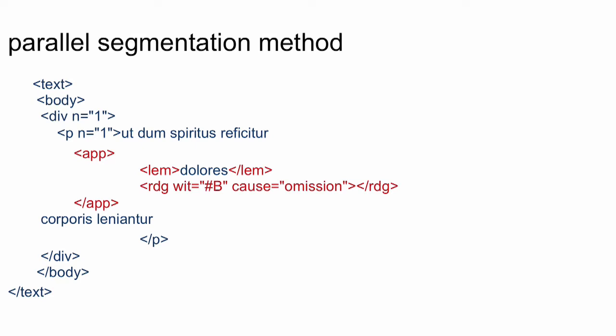You have an optional cause attribute that you can use. Here it's an omission. The cause of the difference is an omission. And the content of rdg is nothing. It's just empty, because if it's an omission, there's no text there in the manuscript. Simple as that.